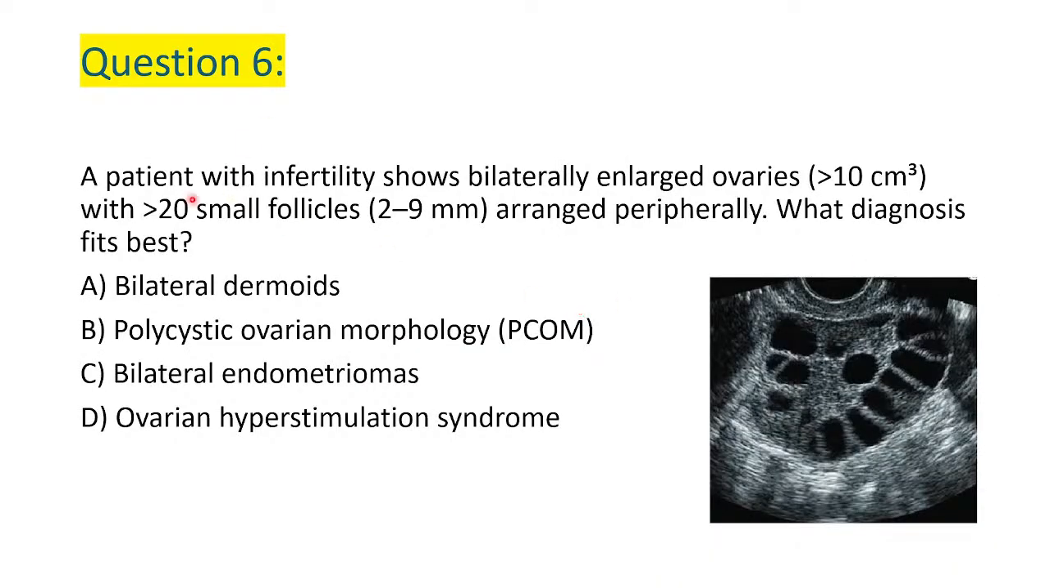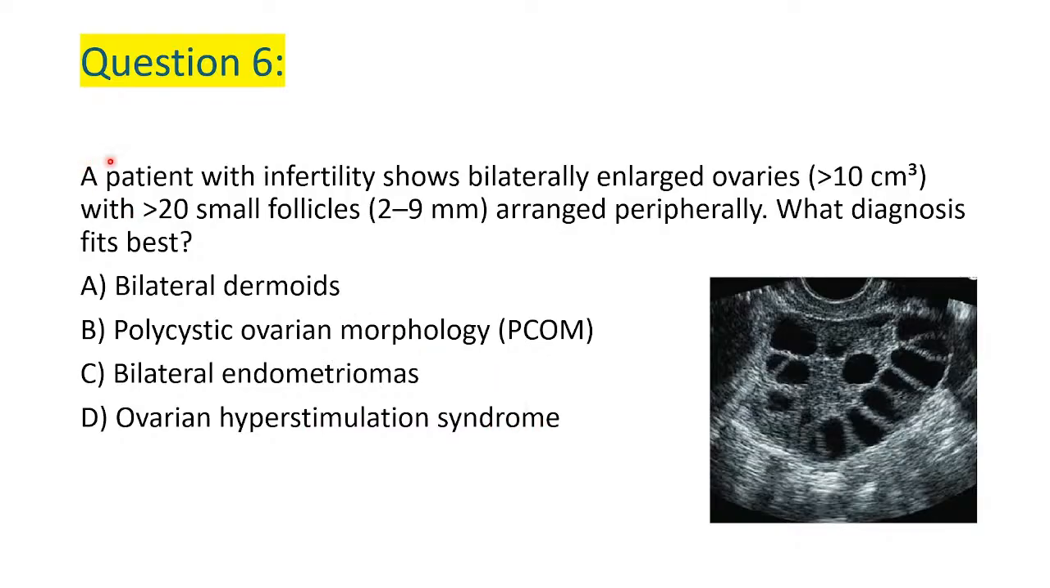Question number 6. A patient with infertility shows bilateral enlarged ovaries above 10 cubic centimeters with greater than 20 small follicles, 2 to 9 millimeters, arranged peripherally. What diagnosis fits best? So this is the finding. So these are the multiple follicles that we have there. A. Bilateral dermoids. B. Polycystic ovarian morphology. C. Bilateral endometriomas. D. Ovarian hyperstimulation syndrome.